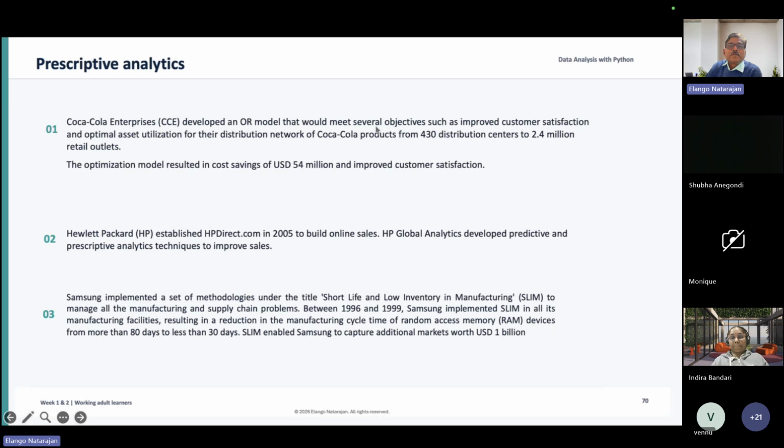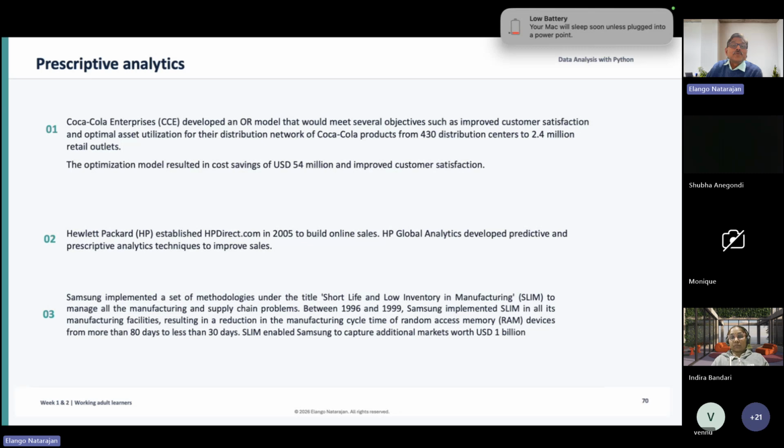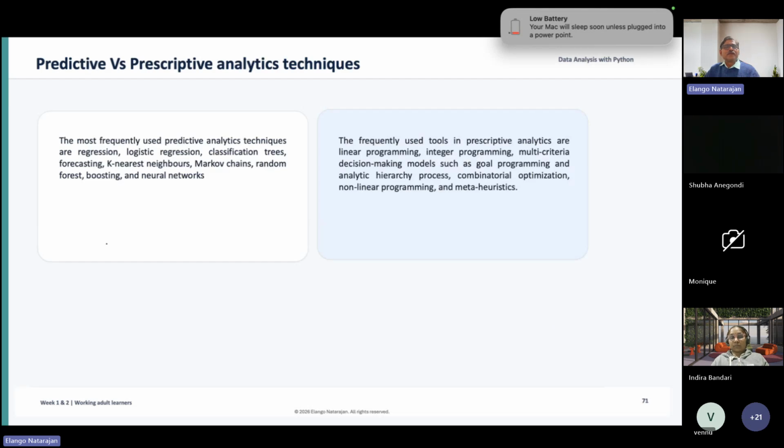Okay, to meet several objectives like improved customer satisfaction and optimal asset utilization, with this one they saved about 54 million USD, and also improved the customer satisfaction based on this prescriptive analysis model. Okay, like this, Samsung developed, HP developed, and many companies developed.